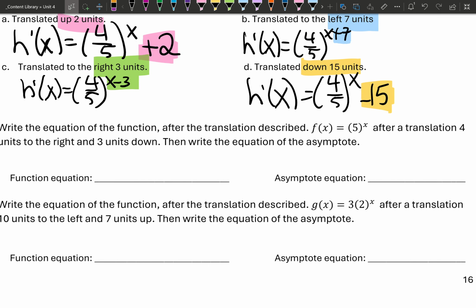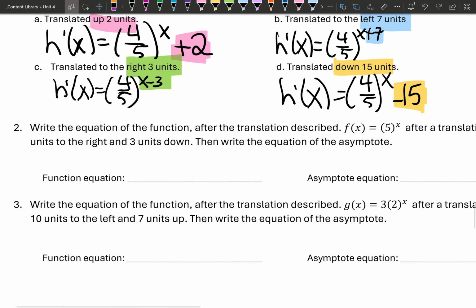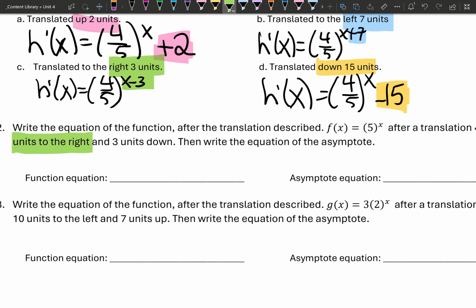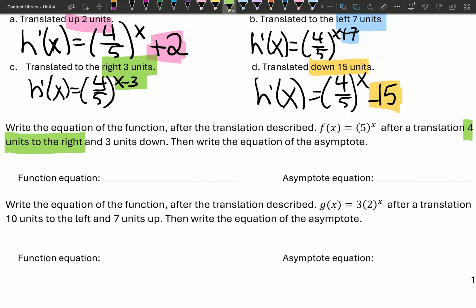Number 2, write the equation of the function after the translation described. f of x equals 5 to the x, after a translation 4 to the right and 3 down. And then let's write an equation for the asymptote.